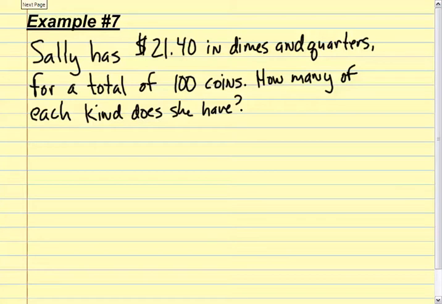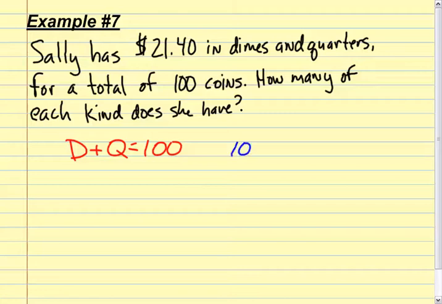Okay, Lily. Sally has $21.40 in dimes and quarters for a total of 100 coins. How many of each kind does she have? Now we know we want to write 2 equations, and we've been doing these coin problems forever. What should I do? You can write d plus q equals 100. Beautiful. The number of dimes plus the number of quarters is equal to 100. Now what's the other equation that I should write?